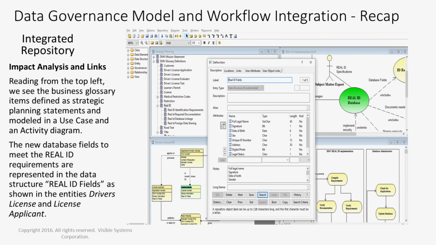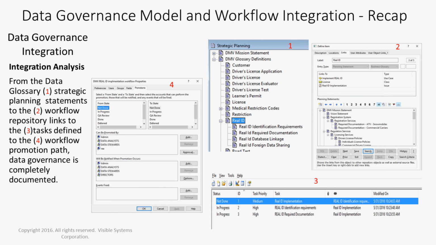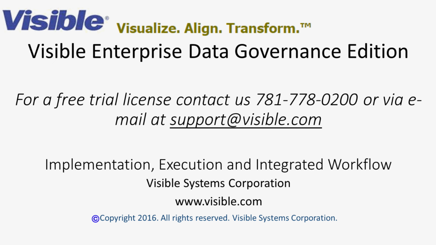Reading from the top left, we see the business glossary items defined as strategic planning statements and modeled in a use case and an activity diagram. The new database fields to meet the Real ID requirements are represented in the data structure Real ID fields as shown in the entities driver's license and license applicant. From the data glossary strategic planning statements to the workflow repository links to the tasks defined to the workflow promotion path, data governance is completely documented.